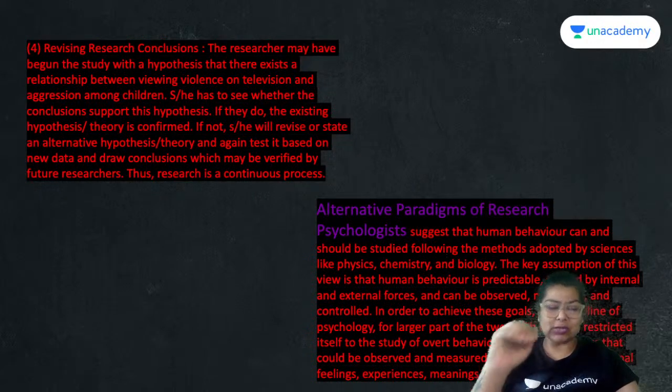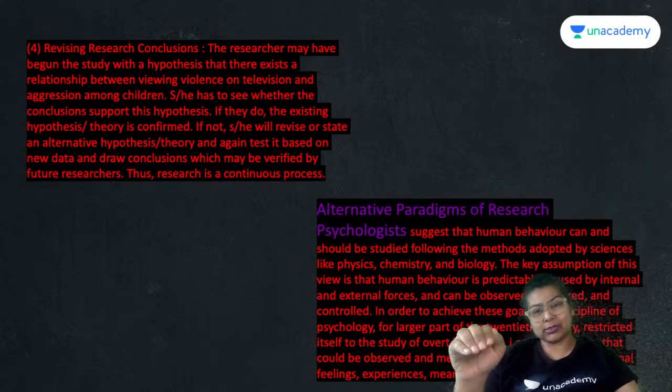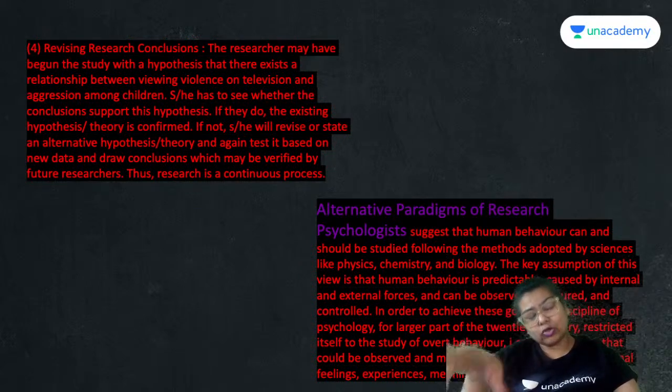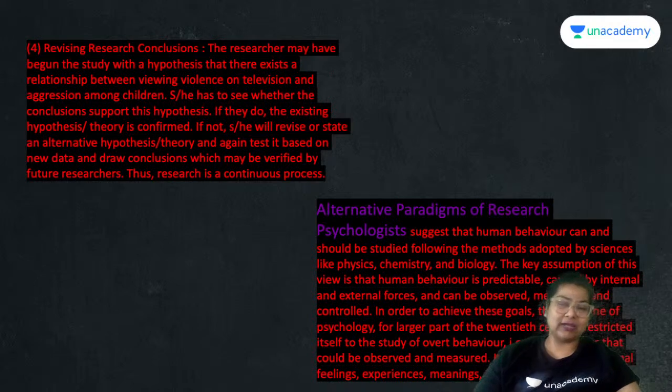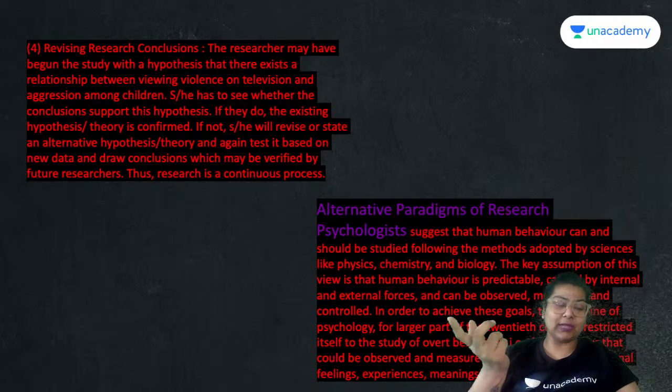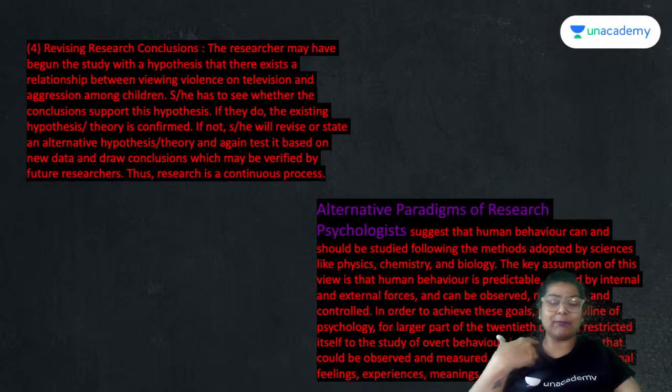Psychology and research go hand in hand. It is a continuous process, and hence there are also some alternative paradigms of scientific research. Now, research psychologists basically say that sometimes it's your overt behavior, sometimes you're being an extrovert, sometimes you're becoming like an introvert.